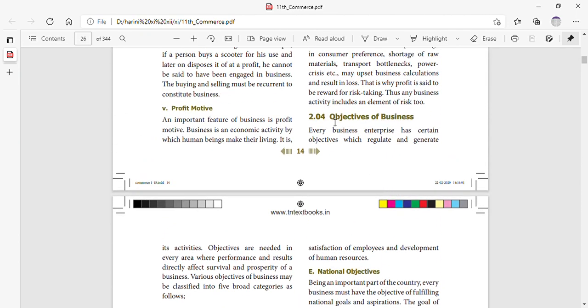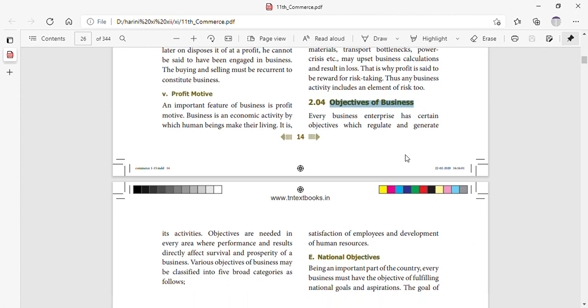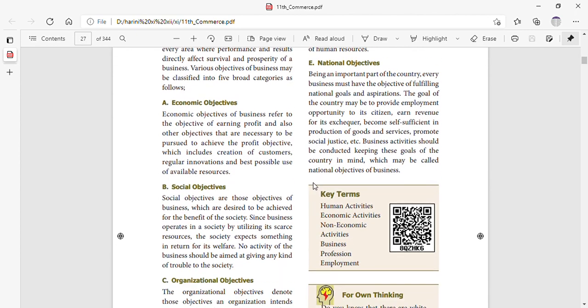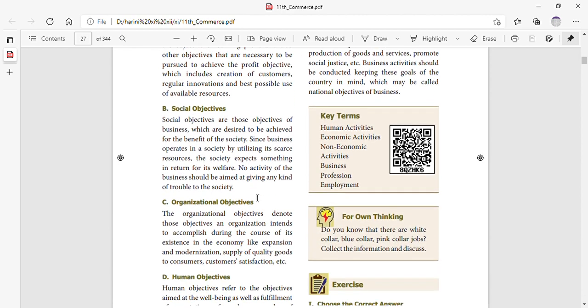So the objectives of business, you see. Why does that business exist? The economic objective. Economic means money. Profit is the main objective. Second is social objectives. Because that business is there, socially a lot of people are benefited. Why? A lot of people are working in that organization, and everyone is getting salary from that. So they are socially benefited.